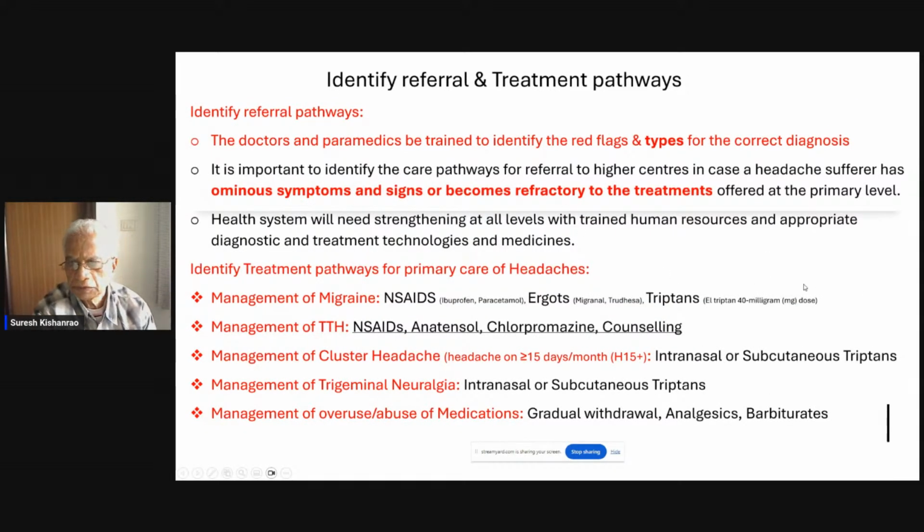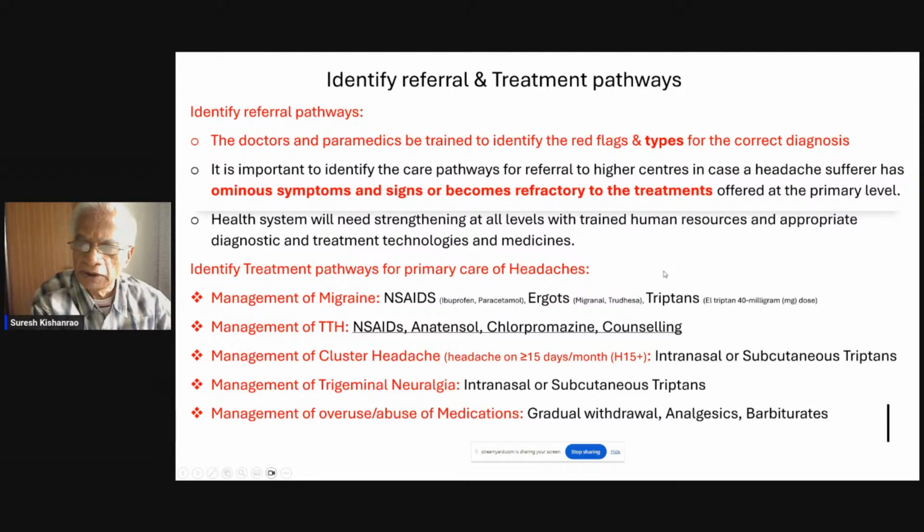First things first, does the case need referral? We all need to be trained to identify red flags, and basically these are where there are ominous symptoms. That means there are symptoms which are indicative of either meningitis or encephalitis, which at your level you may not be able to manage, or the headache is refractory to the routine treatment.